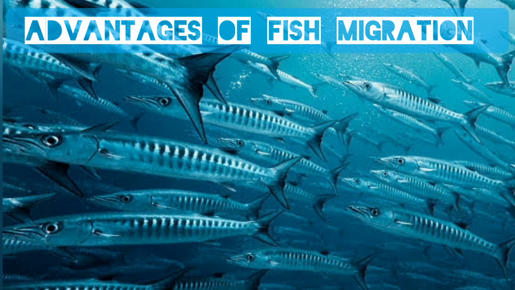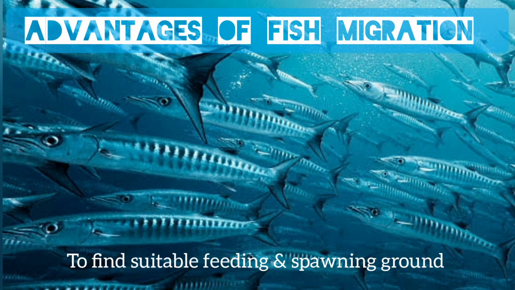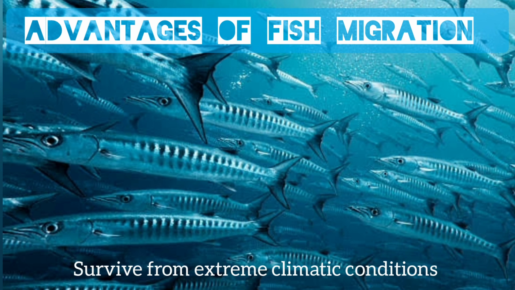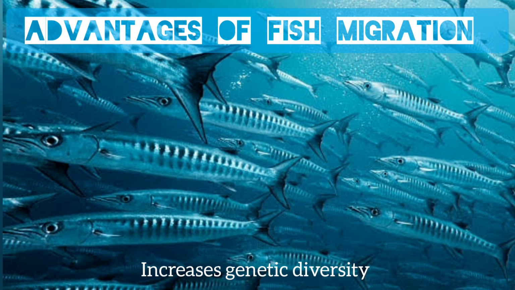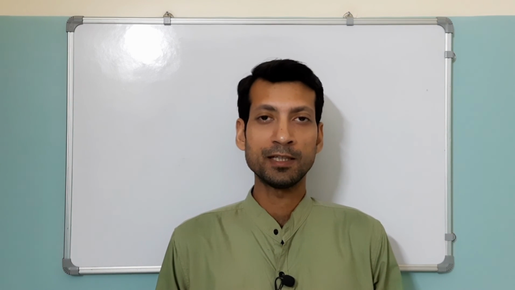Advantage or significance of migration. Migration is considered to be an adaptation towards abundance as it ensures reproductive success of the group. It helps to find suitable feeding and spawning grounds, for protection from predators, to survive extreme climatic conditions, and increases genetic diversity. It is an adaptational characteristic for survival and existence. So this is all about the different types and significance of fish migration.